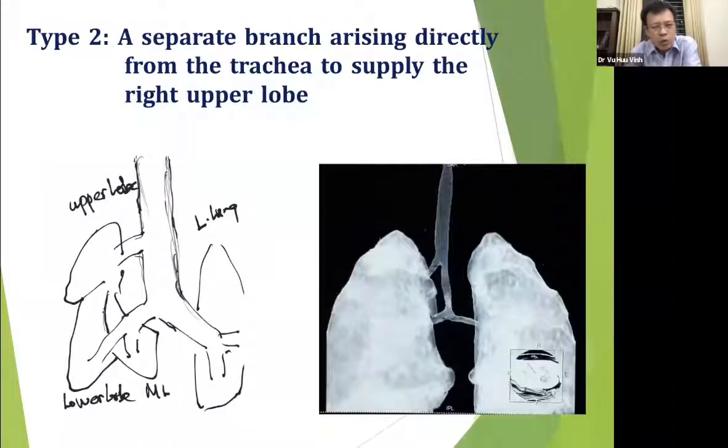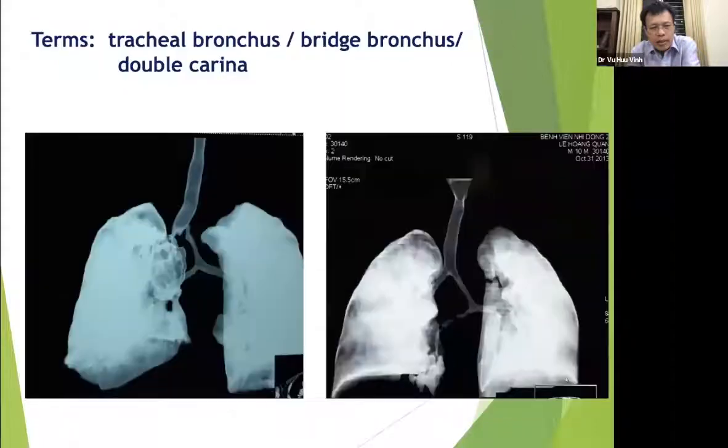So for type number 2, as I said before, there is a separate bronchus arising directly from the trachea, going to the upper lobe on the right side, and the remaining branching is normal. It means that the lower lobe and middle lobe on the right side have their own bronchus, and the left lung has its own bronchus. This type has several other terms because the shape is not as beautiful as in the previous slides.